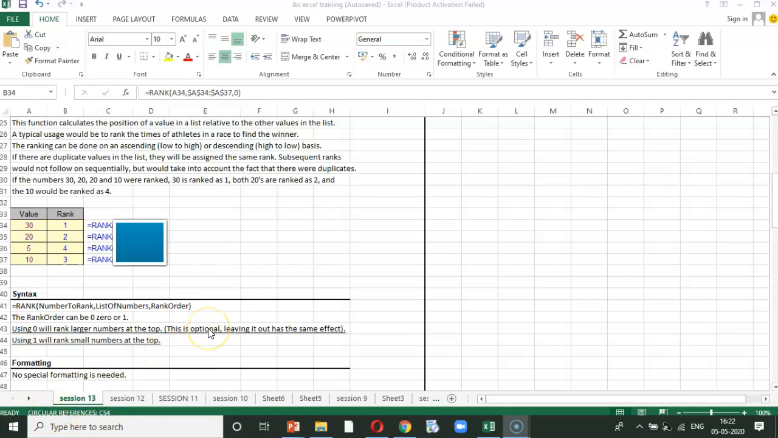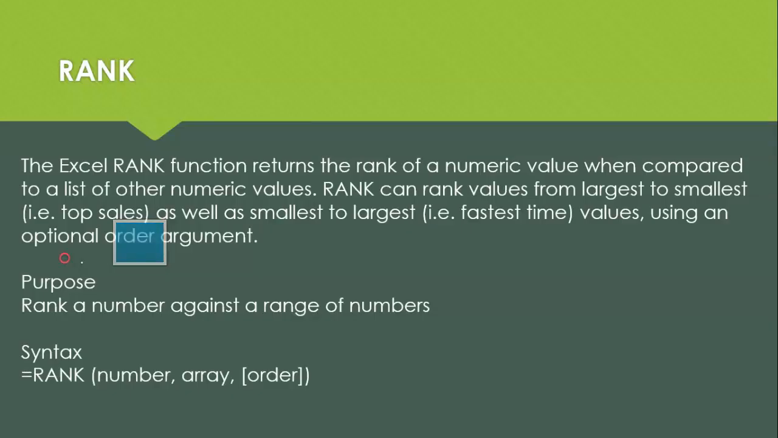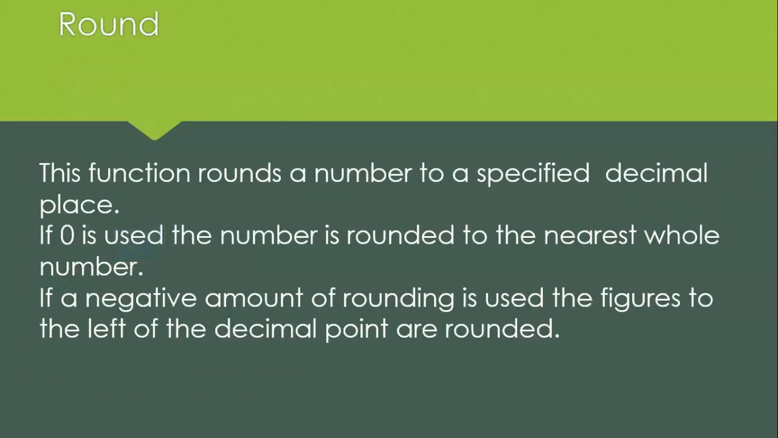Let us look at the next function, namely round. So what is round? Round is nothing but rounding of decimal. So if 0 is used, the number is rounded to the nearest whole number, and we can also use negative number. And what does this do? I should explain with the help of an example.